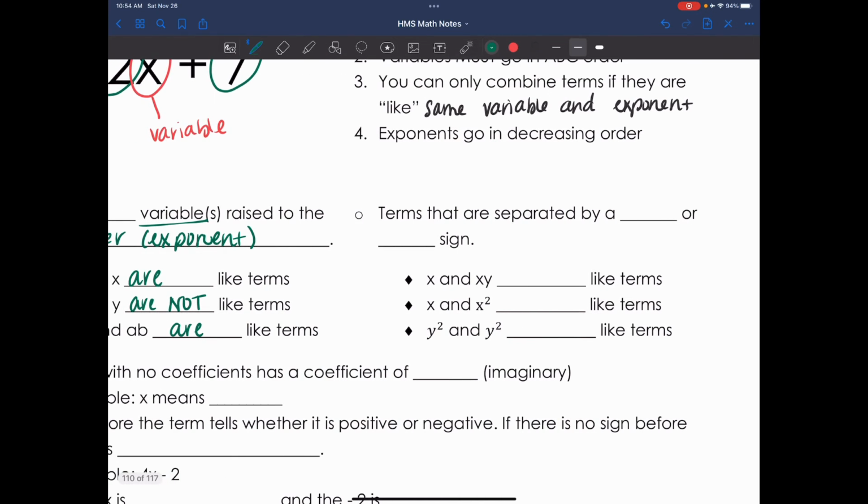Terms are things that are separated by a plus or a minus sign. X and XY are not like terms. X and x squared are not like terms. Y squared and y squared are like terms.